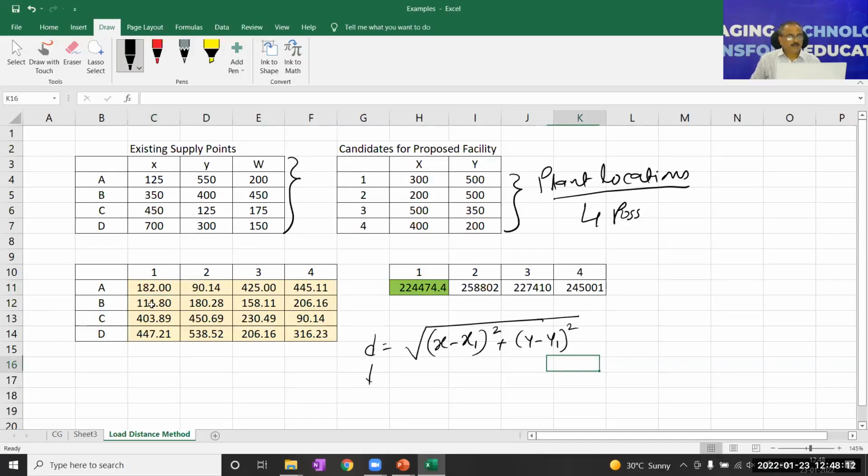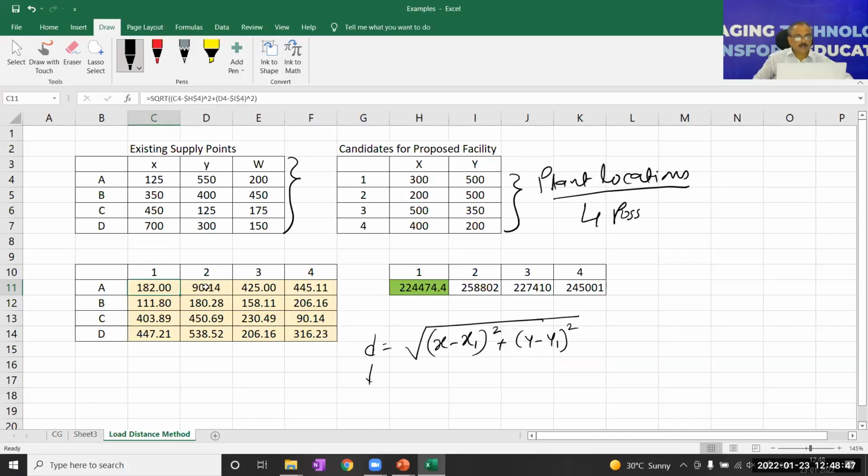So it's a Euclidean distance that you have to find for each of these supply points and the particular candidate location. For example, between A and 1. The coordinates of A are x 125, y 550, and the coordinates of location 1 are 300 and 500. So we have to establish the distance between these two using this measure. You can use this particular Excel formula, and based on that you can establish it.